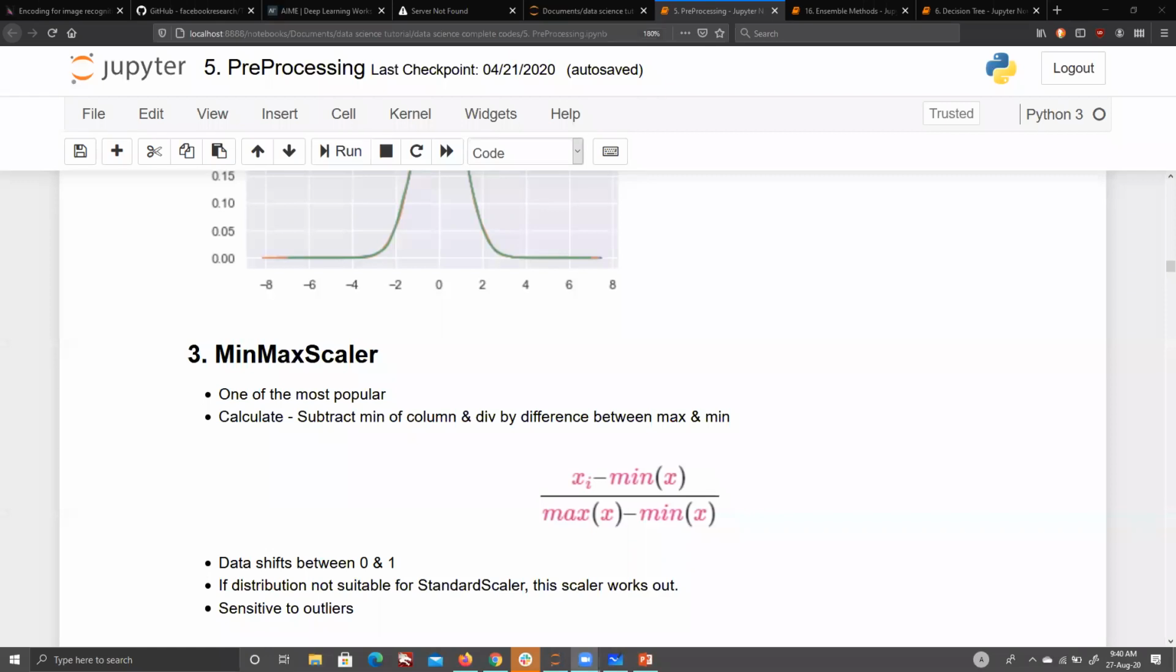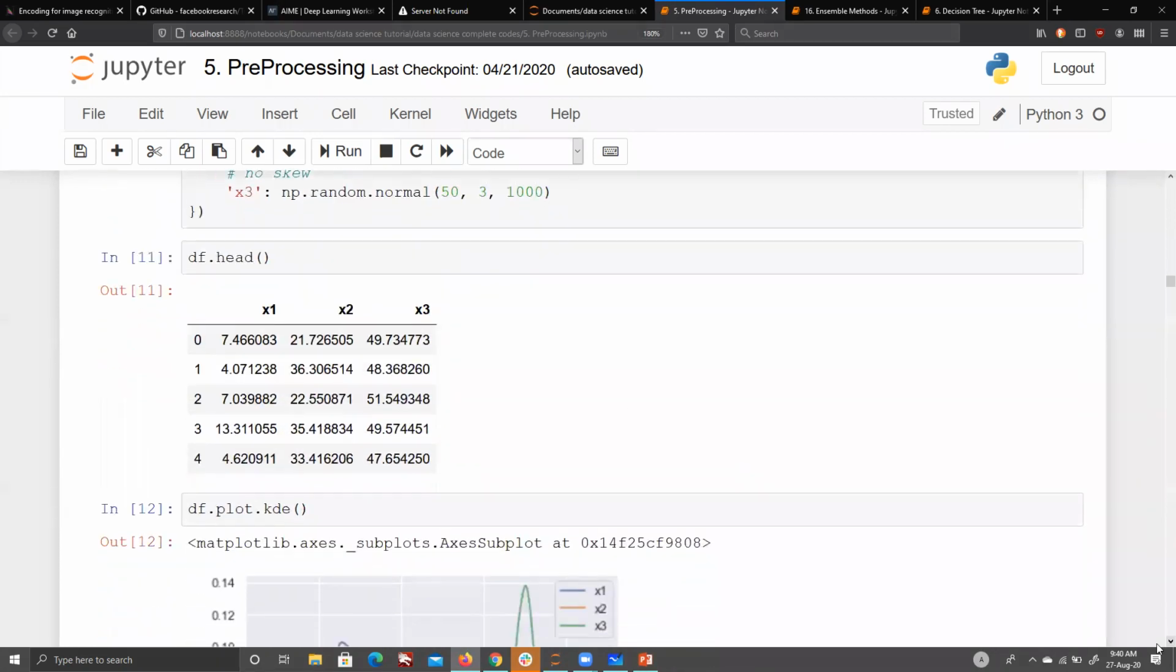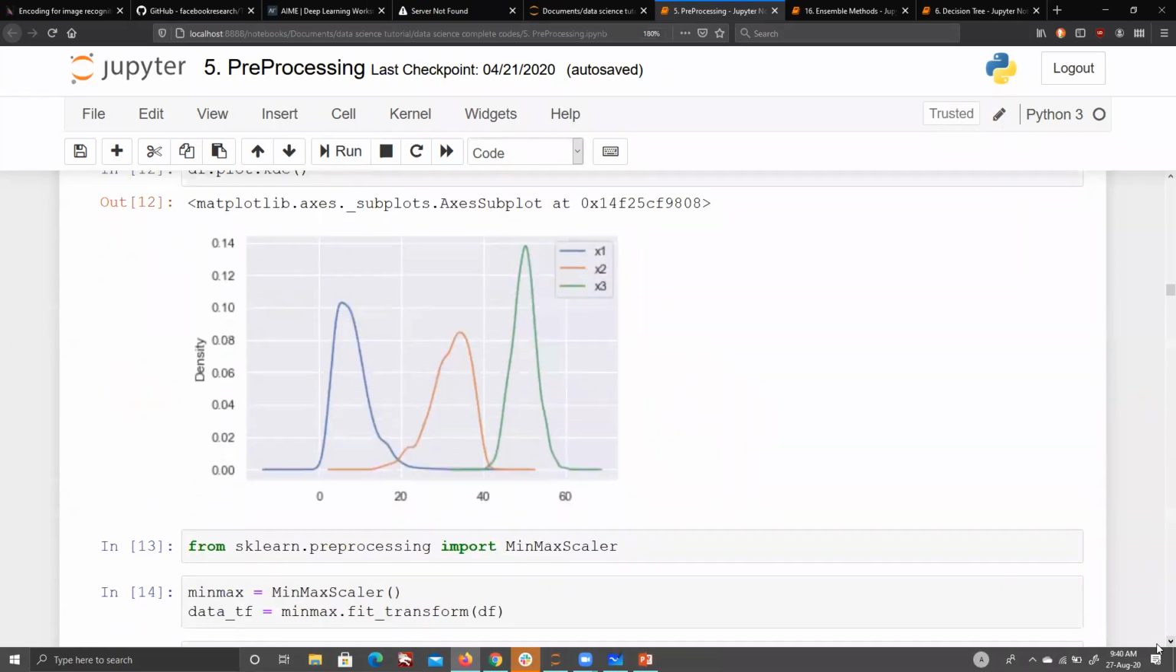Okay, so first let me show you the basic plot here. Again, I can take different kinds of distributions like chi-square, beta, normal. I can plot them and you can see all of them are in very different ranges altogether. If I were to plot this, this is how all three graphs look. See, completely different location, different shapes, so different ranges altogether.